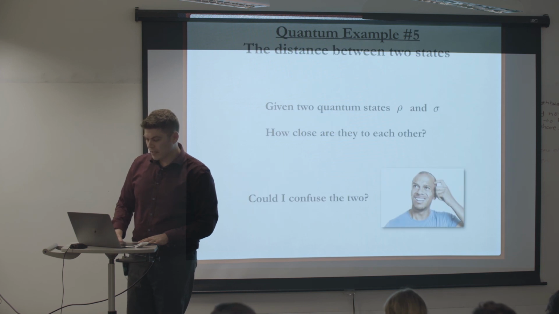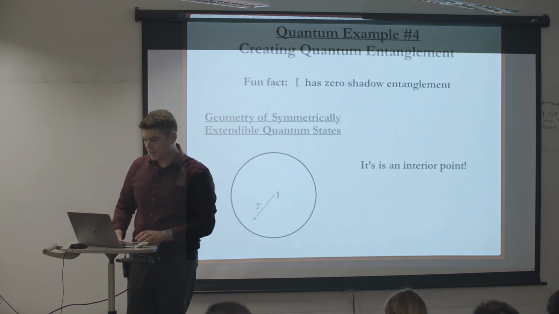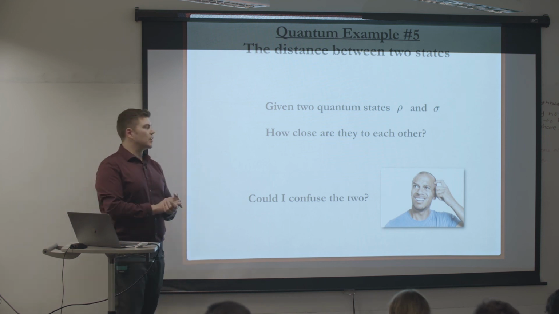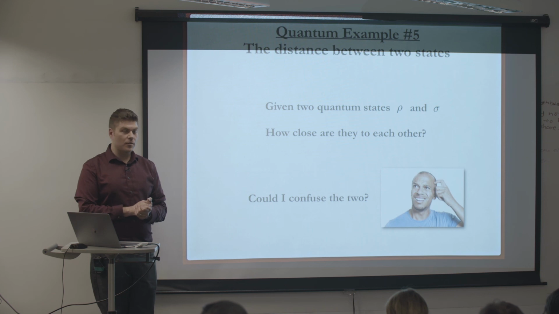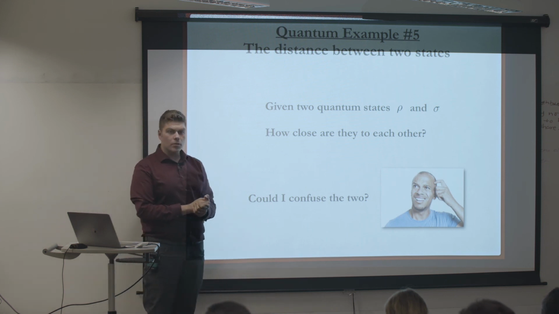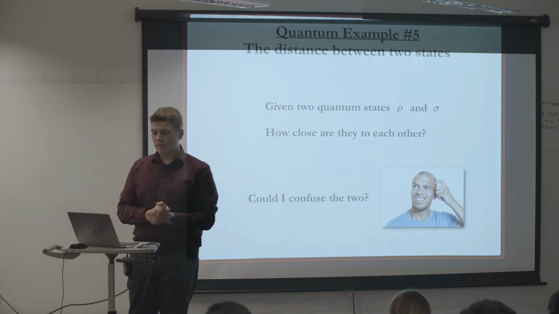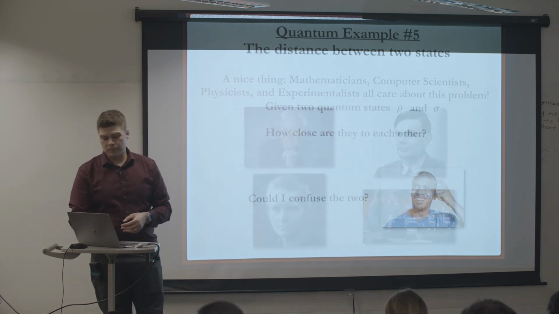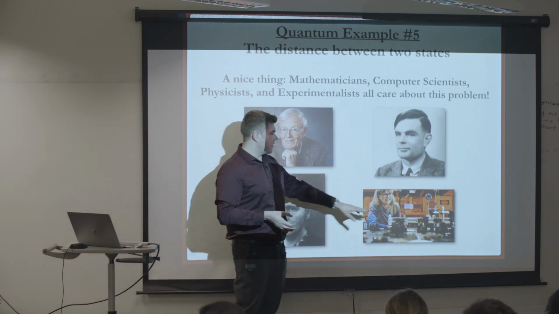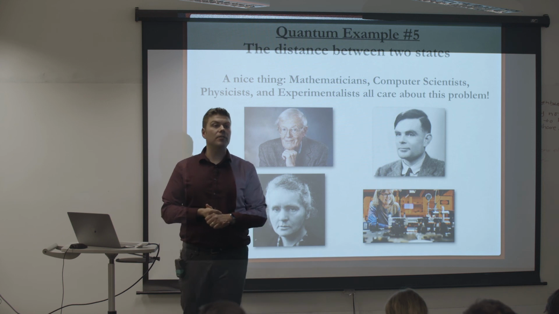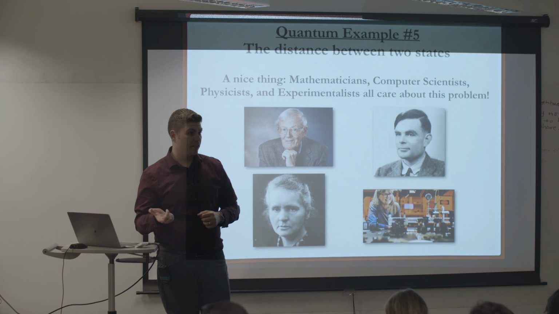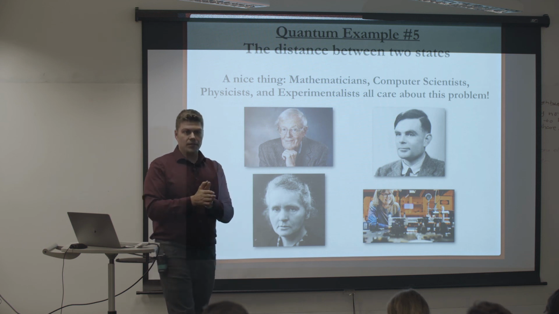And I think I am running out of time. I'll just say what it is. I won't go into any of the details, but you can also look at distance measures between quantum states. So if you have a rho and a sigma, how close are they to each other? Or can I confuse the two? And I'll just say why it's interesting. So if you're in a lab and you're supposed to be creating one state, but your lab equipment is actually creating a different state, that's not good, unless they're close to each other.